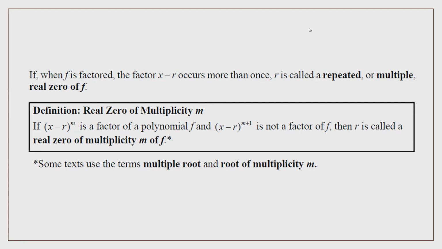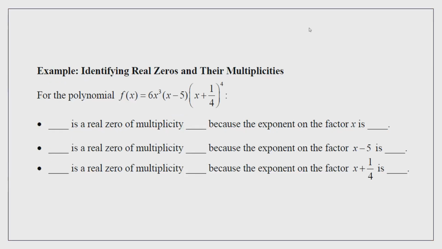Okay, so in other words, the powers on our factors are going to tell us the multiplicity of our zero. And multiplicity is just the number of times its corresponding factor occurs. So if I have (x plus 1) times (x plus 1), then my multiplicity would be 2 because that factor appeared 2 times. So in this example, we're asked to identify the real zeros and their multiplicities.